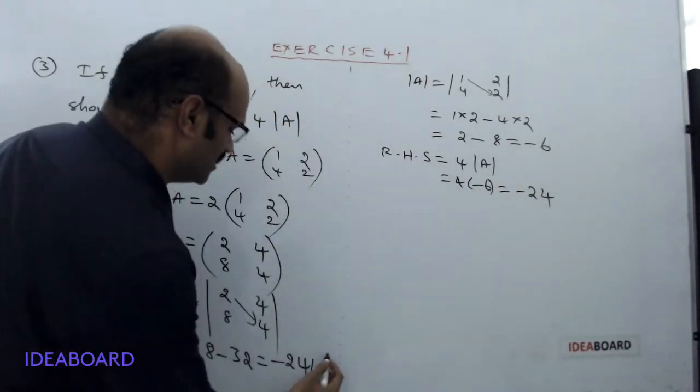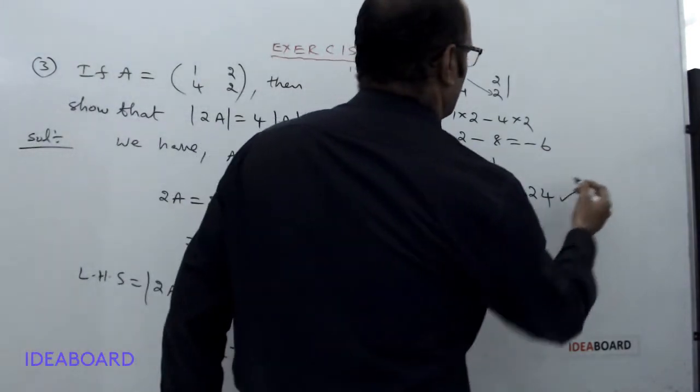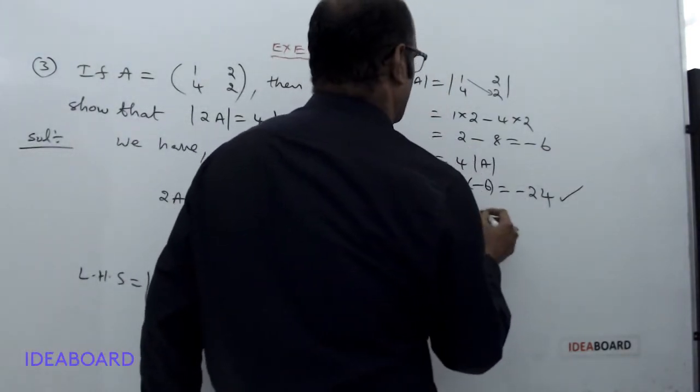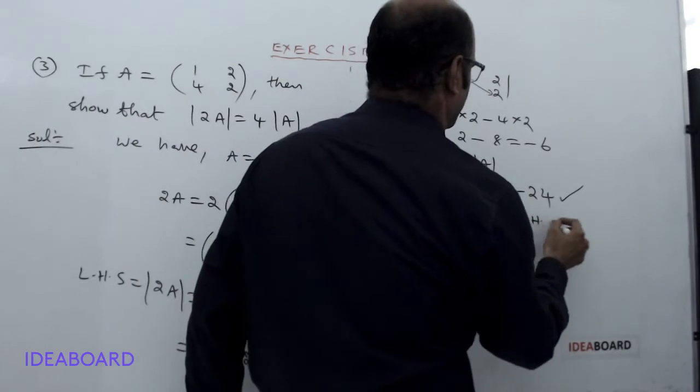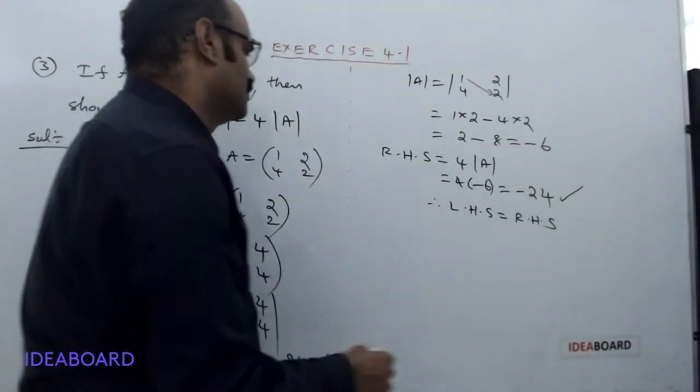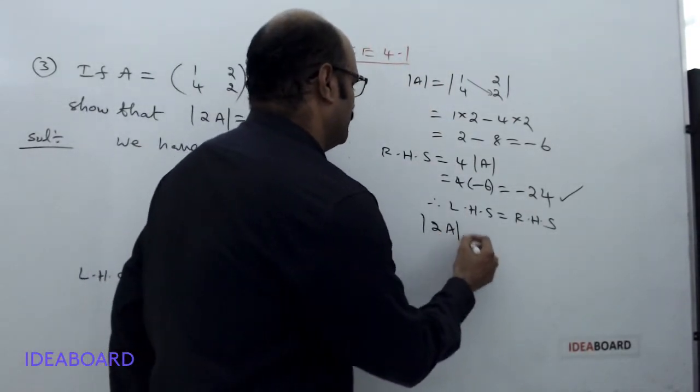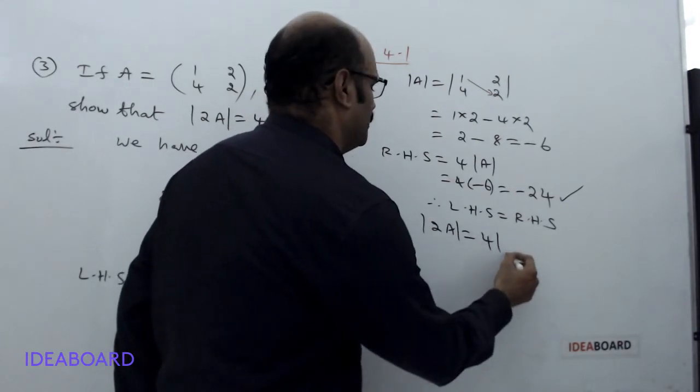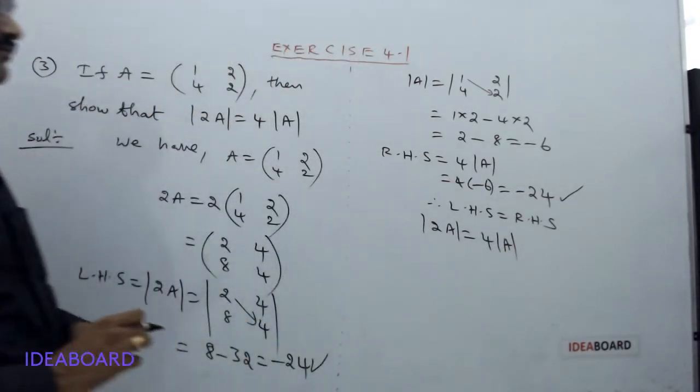LHS equal to minus 24. RHS is also equal to minus 24. Therefore, LHS is equal to RHS. Now we say that determinant of 2A equal to 4 into det A. Hence proved.